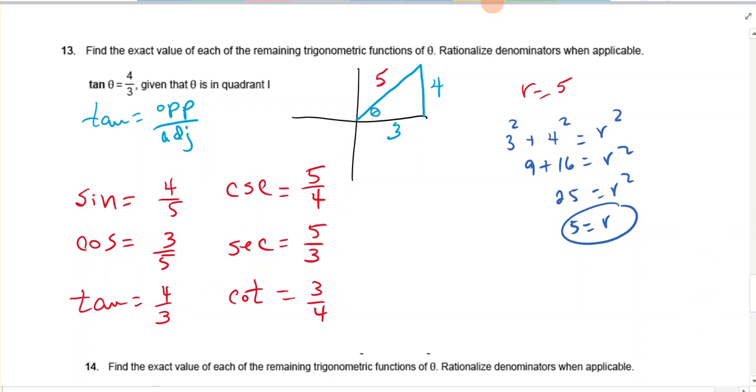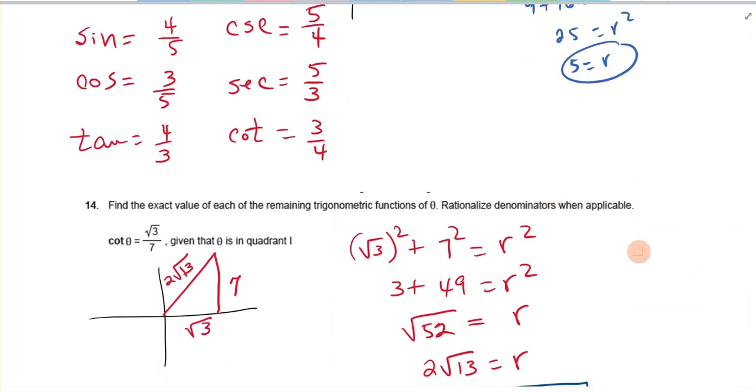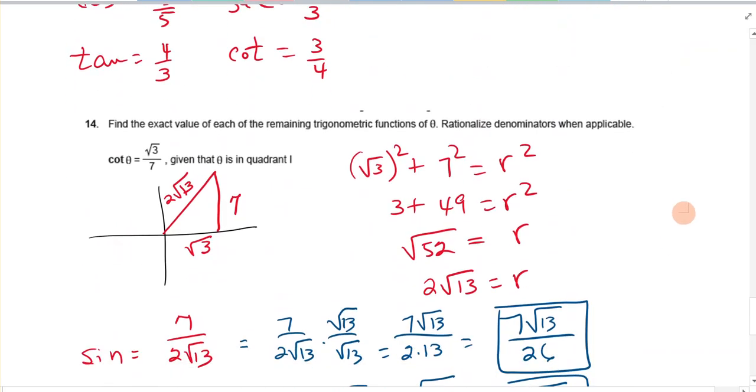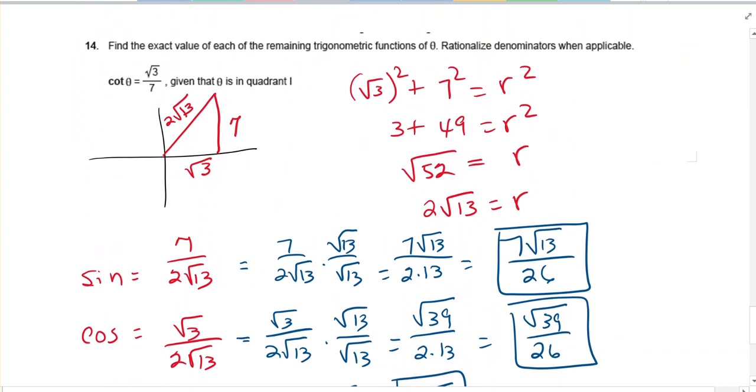Number 14, same idea, you're just going to have a little bit more to do with rationalizing. So cotan is square root of 3 over 7. It's still in quadrant 1, so everything's positive. So I drew my triangle. Tan is opposite over adjacent, so cotan would be adjacent over opposite. So square root of 3 is going to be there, 7 is going to be there.